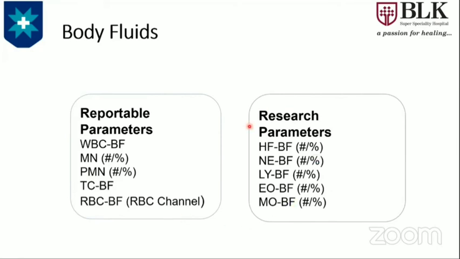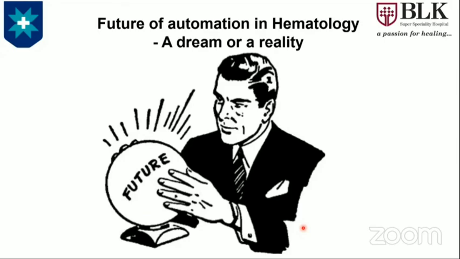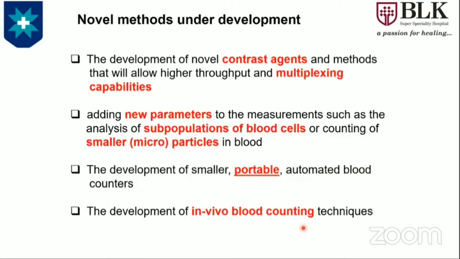There are also many research parameters because they are still in evolution, and probably in another 6 months to a year or so, this should become much better from where we are. The last and final thing I'm going to talk about is the future of automation in hematology, whether it's a dream or reality.